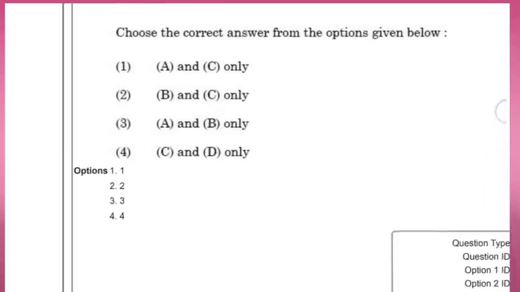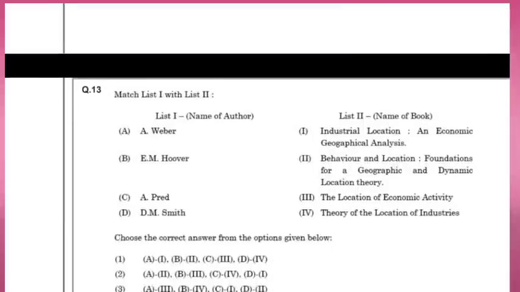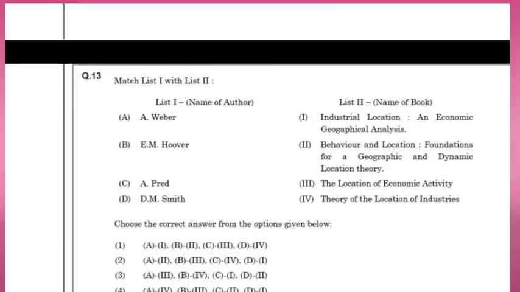And there is the next question, a very interesting matching question: Weber, E.M. Hoover, A. Pred, D.M. Smith, and the names of books. Sometimes I advise in my videos that you should match book names and author names every time. Which is the correct answer? The correct answer is option 4: A, theory of location of industry, E.